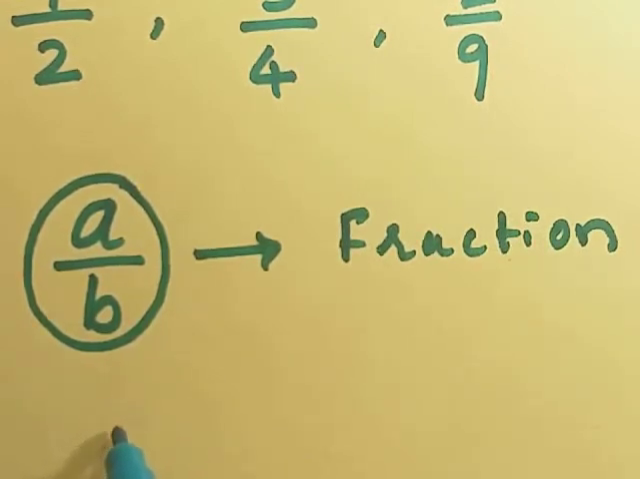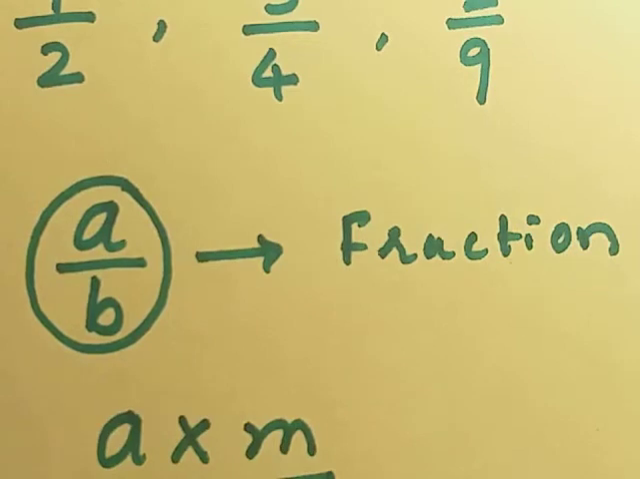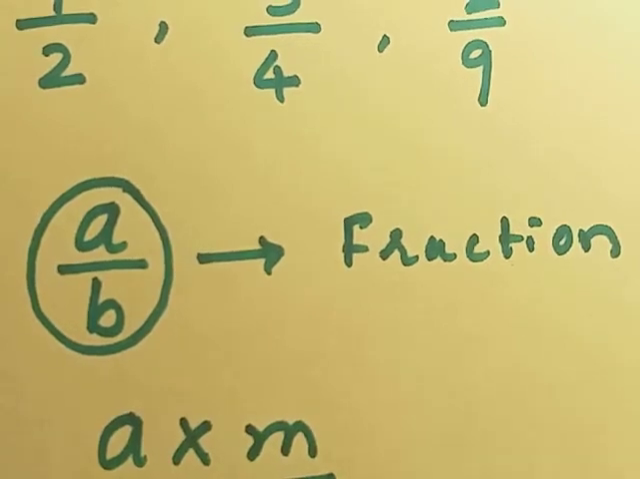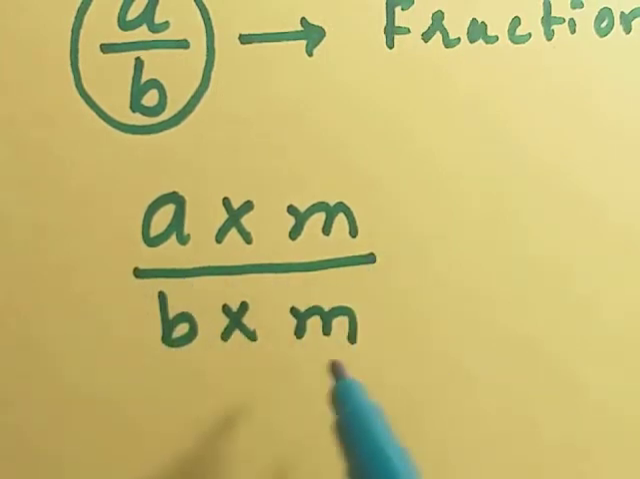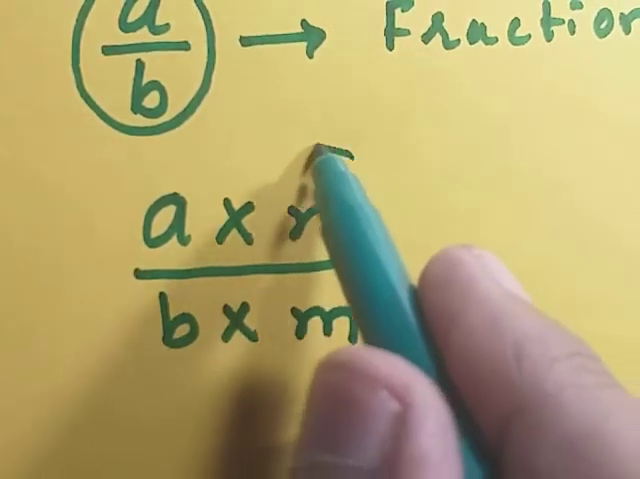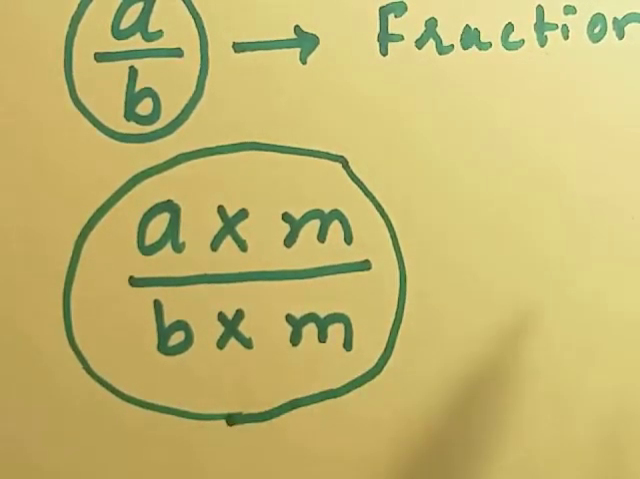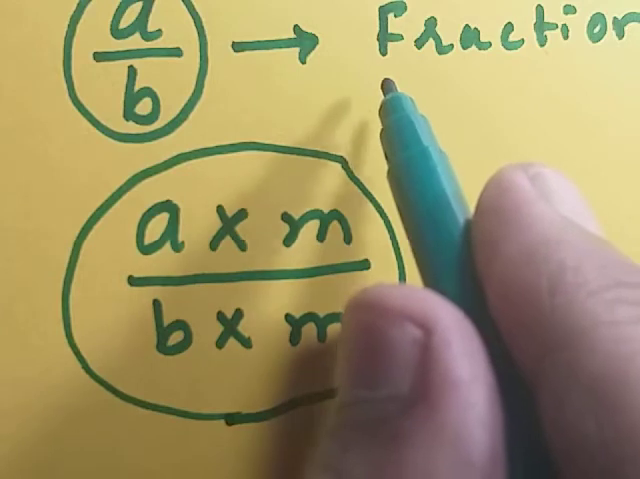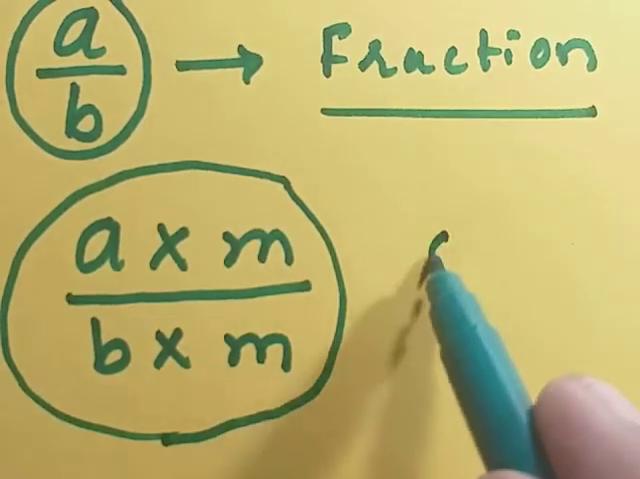If A is multiplied by M and B is also multiplied by M, then the whole of this will become an equivalent fraction to the given fraction. Equivalent fraction.